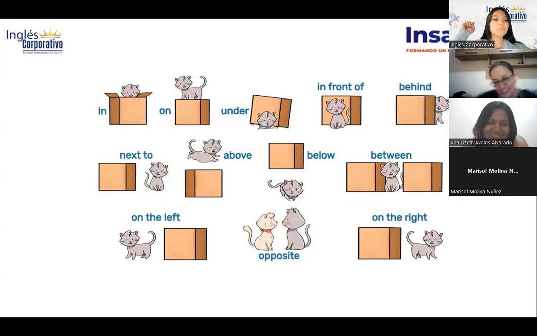How do you say techo in English? Okay, so it could be ceiling. The ceiling is above us. The ceiling is above me. Yes, above me. Sobre, encima.